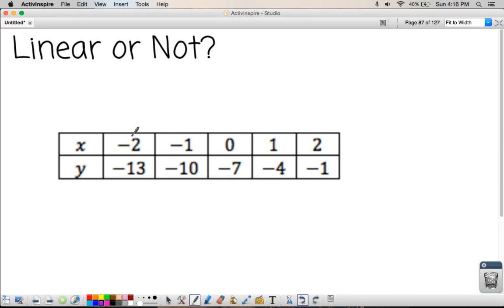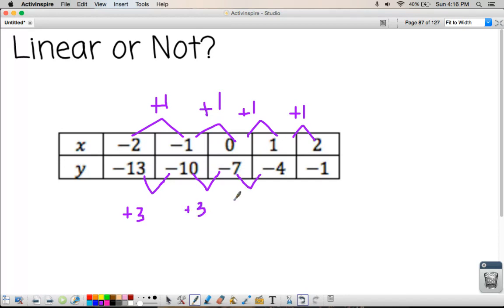So again, here, all across the top, I'm adding 1. -13 to -10, I'm adding 3. -10 to -7, add 3. -7 to -4, I add 3. And -4 to -1, I add 3. So my change in x is the same, my change in y is the same, which means this is a linear function.